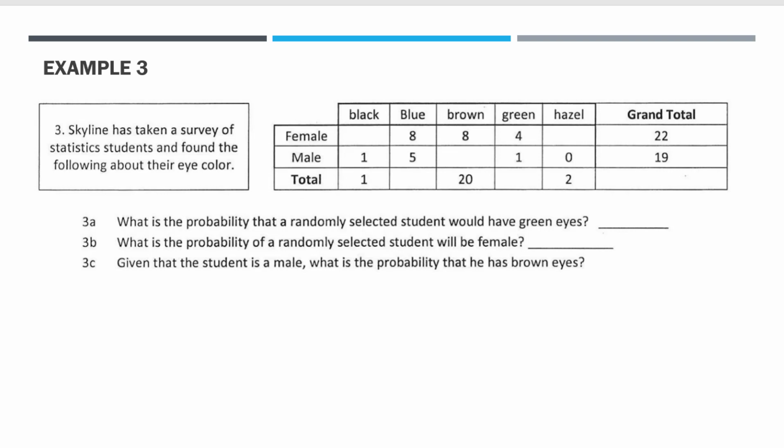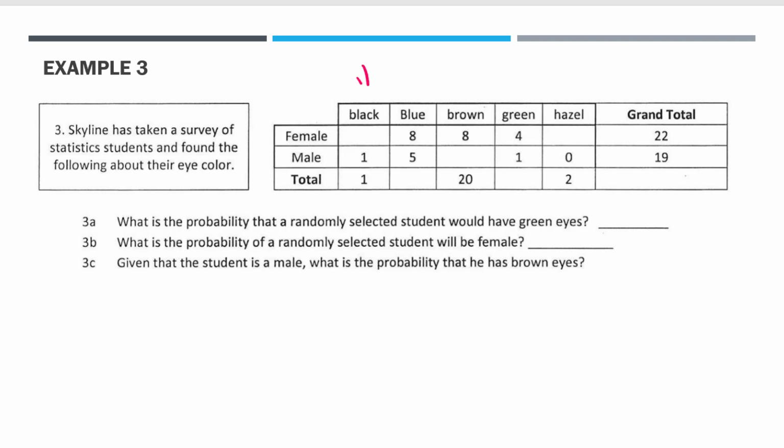Example 3. Skyline has taken a survey of statistics students and found the following about their eye color. So here is our table of outcomes. You'll notice some gaps in our table of outcomes, so we need to fill in some information before we can get started. And then we have our 3 questions below. So our categories are gender and then color of eye.